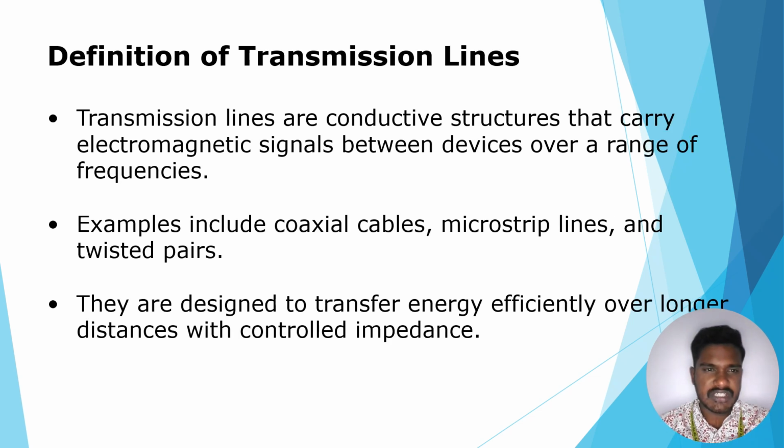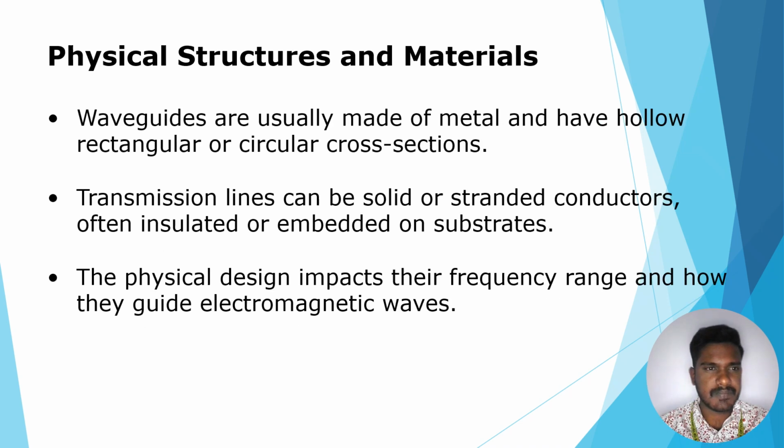Definition of transmission line. Transmission lines are conductive structures that carry electromagnetic signals between devices over a range of frequencies. For example, coaxial cables, microstrip lines, and twisted pairs. They are designed to transfer energy efficiently over a longer distance with controlled impedance.